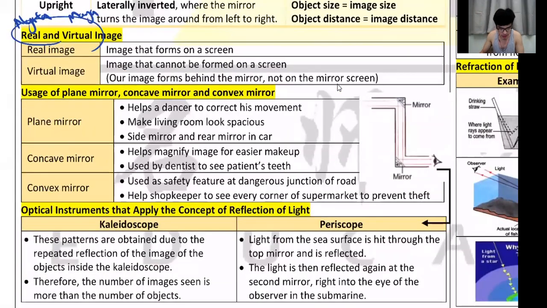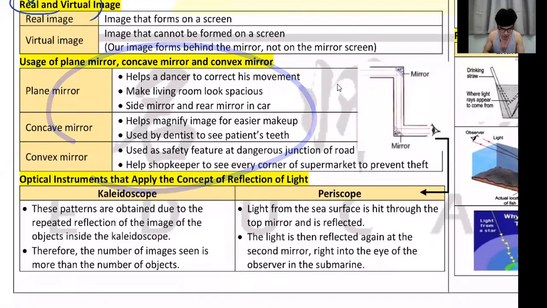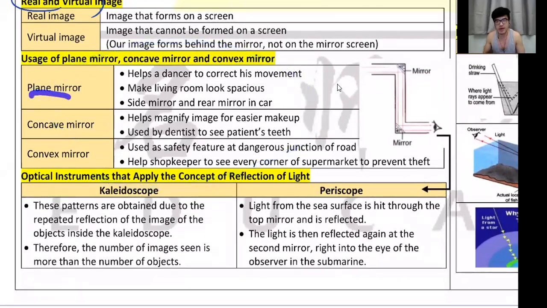All right. So next, the use of plane, concave, and convex mirror. You can read this yourself. Focus on concave and convex, because plane mirror, I don't think you need to know everywhere. Your room has a plane mirror. I'm sure your house has a plane mirror. Your bathroom has a plane mirror. Nothing much about that.